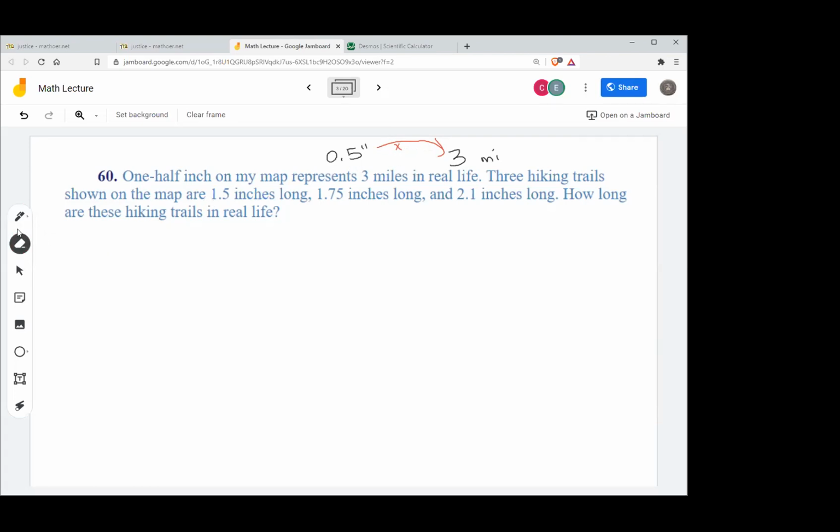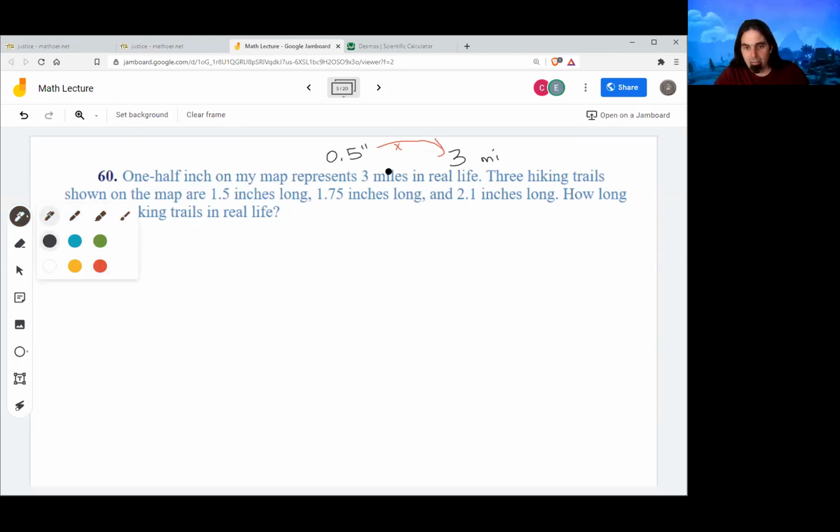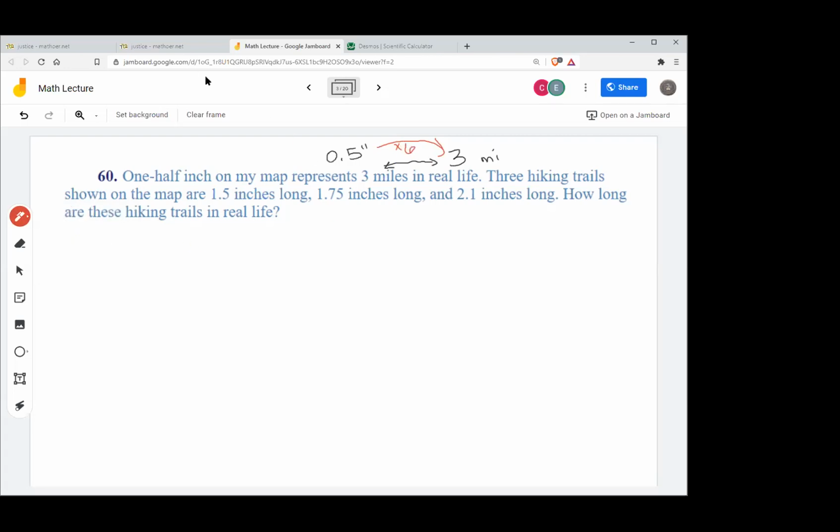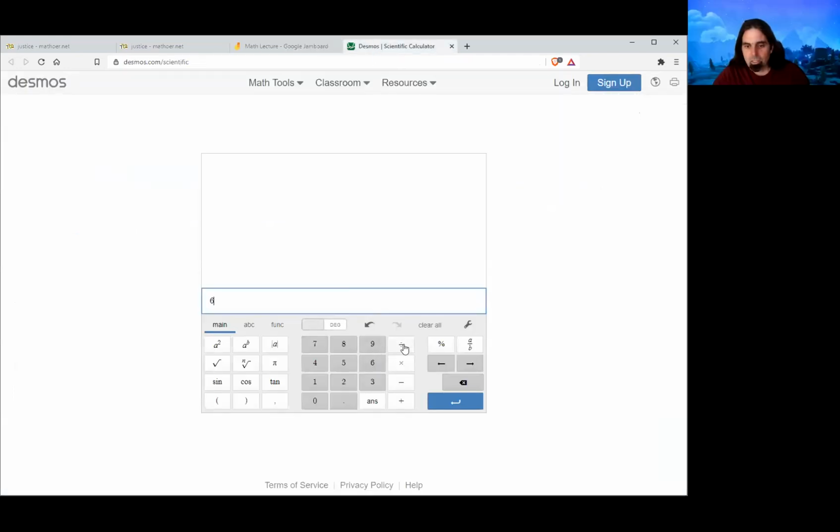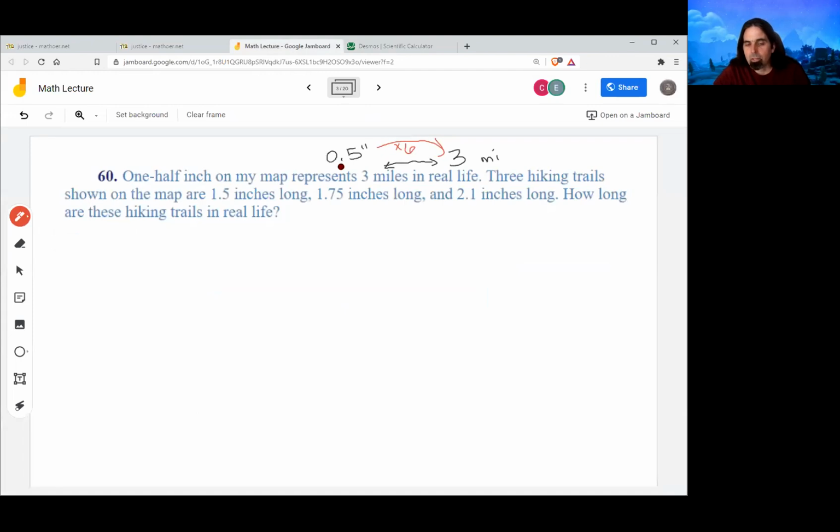Would it be times 6? It is. How did you get that? I just figured that half of 6 is 3. So yeah, if you do 3 divided by that 0.5, you get 6. You could think of it as a half and a half makes 1 mile, and another half and another half makes 2 miles, and another half and another half makes 3 miles. So there's 6 or something like that.